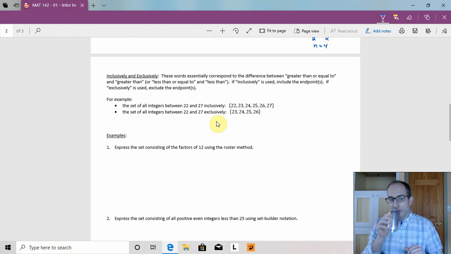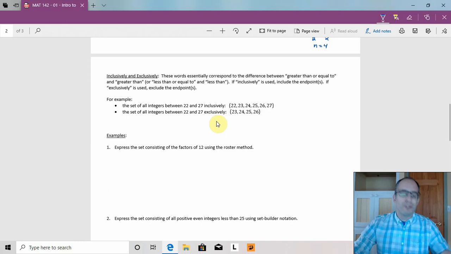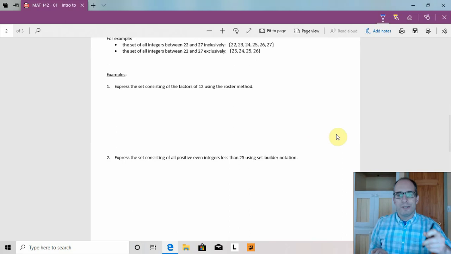All right, so the factors of 12 using the roster method. So the roster method is where you just write out the numbers inside the brackets rather than using set builder notation. The first thing, I guess, would be to get the factors of 12. Then we can worry about writing it out using the roster method. So the factors of 12, I guess if you don't remember all of them right off the top of your head, you can figure them out, right?